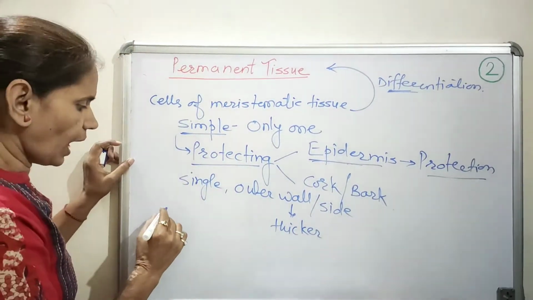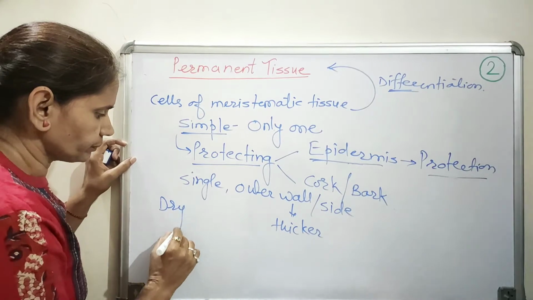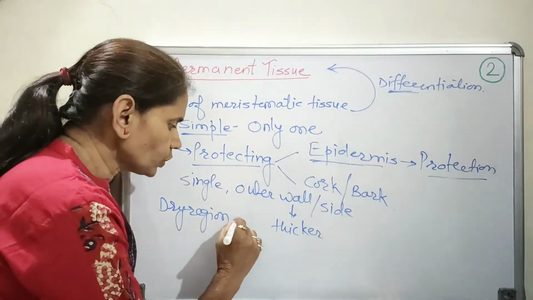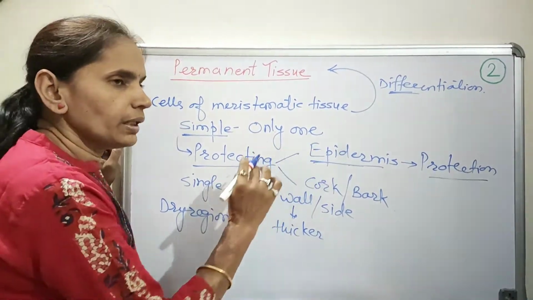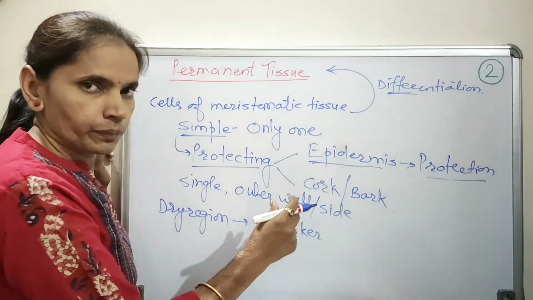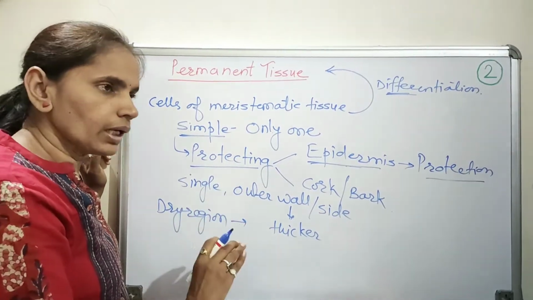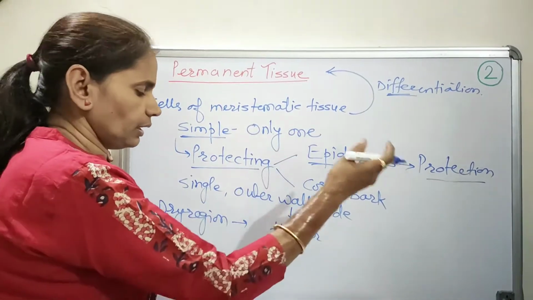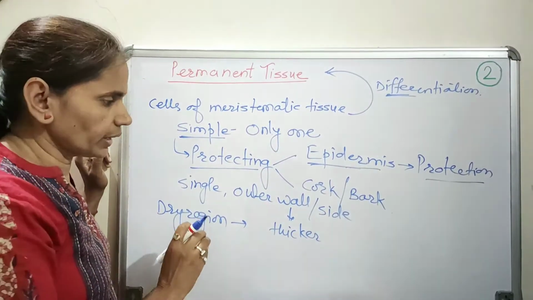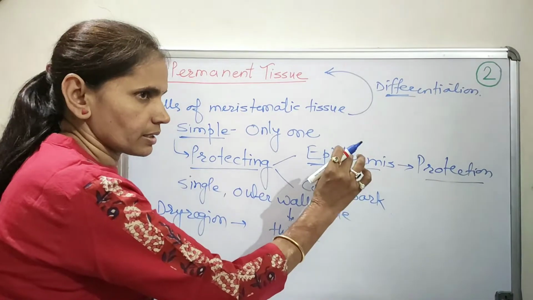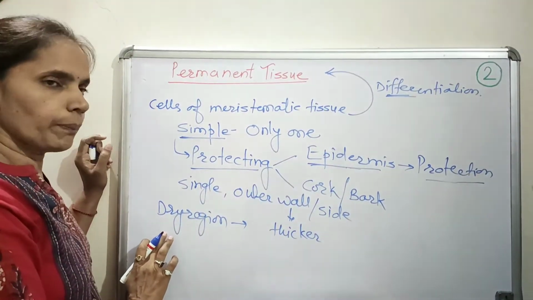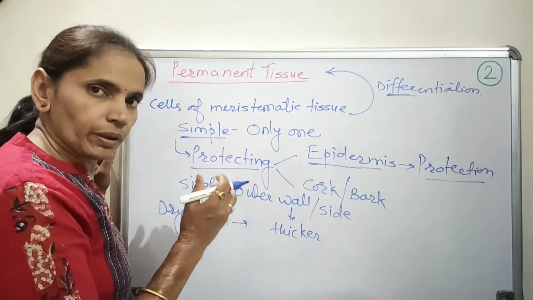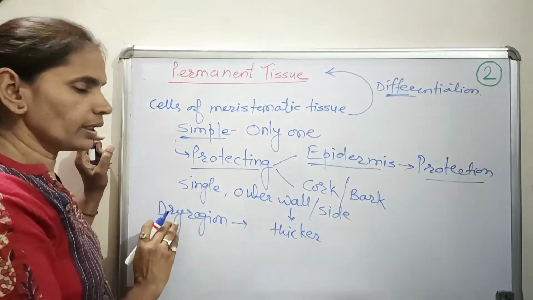Now in case of plants that are living in the dry region, usually they have a thicker epidermis layer. So if we compare the epidermis of the plants from our area with that of the dry region, we will observe that the epidermis layer thickness is more in the plants from the dry region. This variation is to prevent water loss in the dry region.